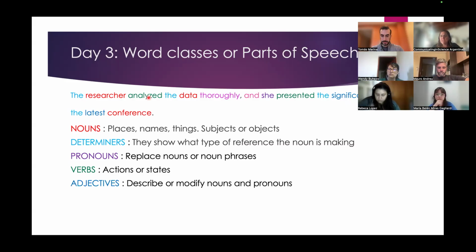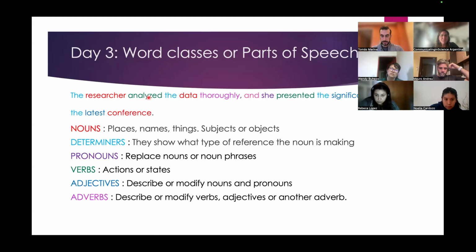Adjectives, qualities. They describe or modify nouns. So I can say a large house, a small building. Large and small are qualities, they are adjectives, and they are modifying house or building, which are the nouns.